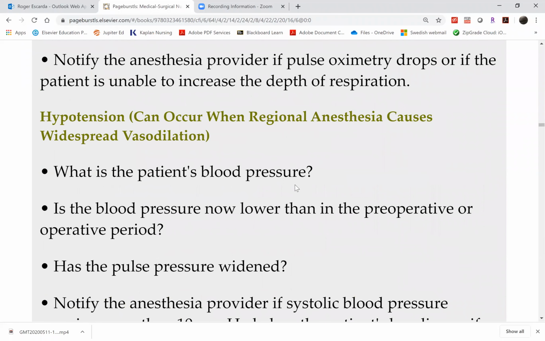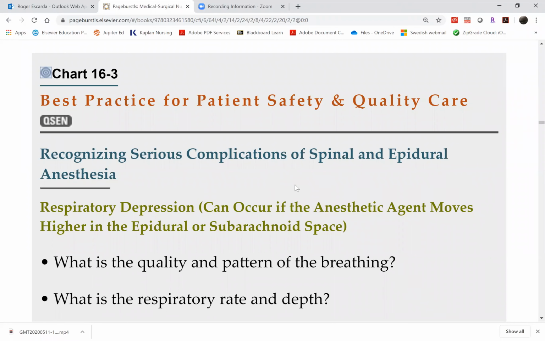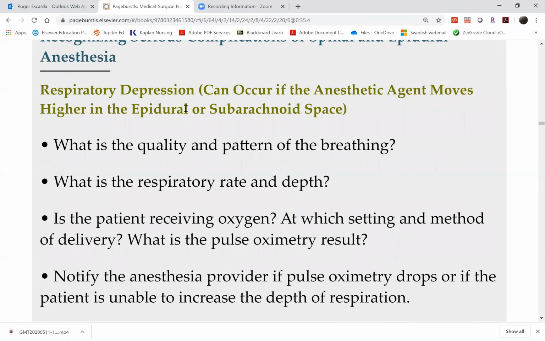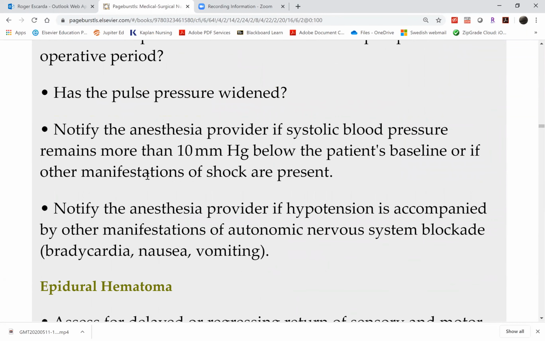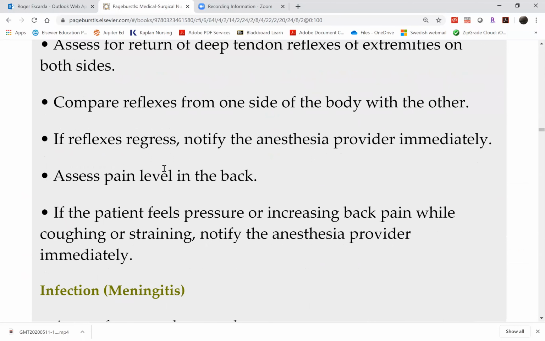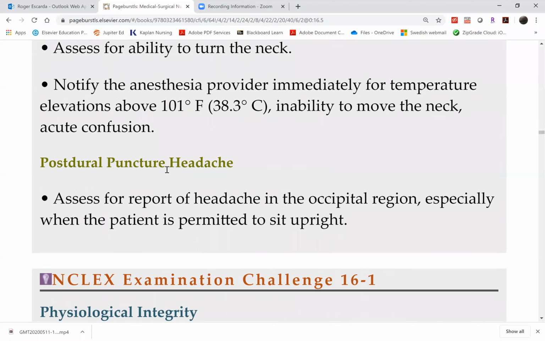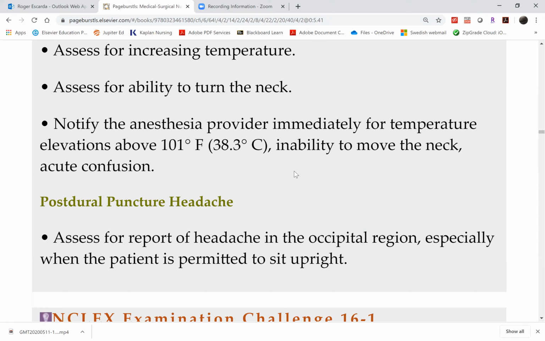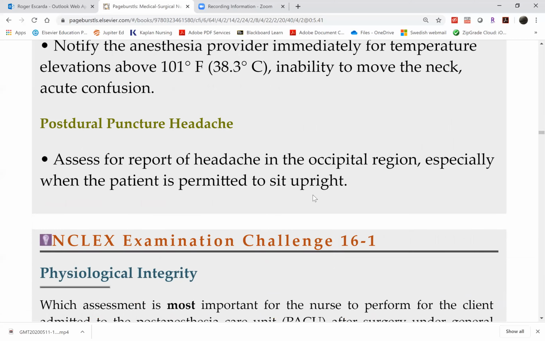So this chart is here because we did the discussion on general anesthesia. Here are the specific complications arising from regional, so this is spinal or epidural. They are at risk for respiratory depression, hypotension, epidural hematoma, infection, and spinal headache or post-dural puncture headache. For those of you who have received an epidural for childbirth, I don't know how many of you had a spinal headache after receiving one.